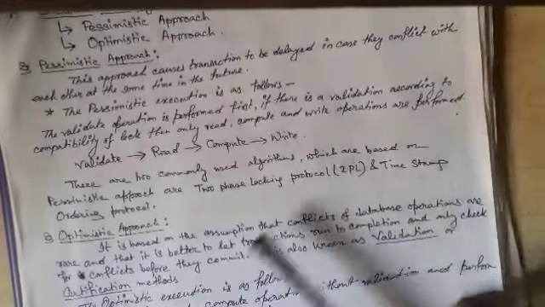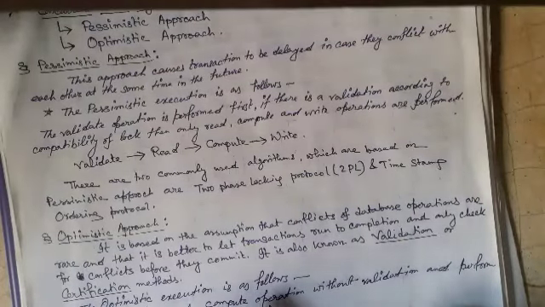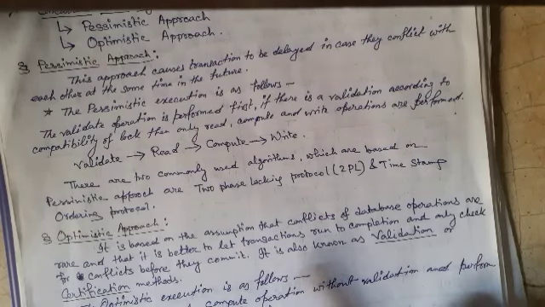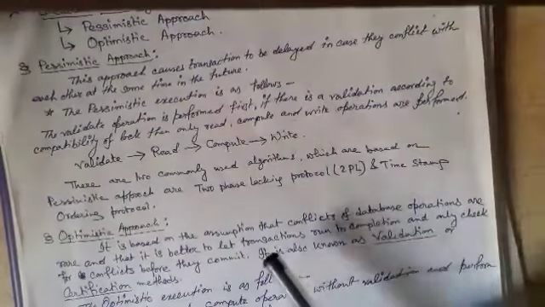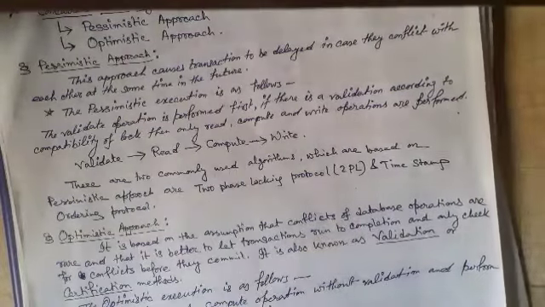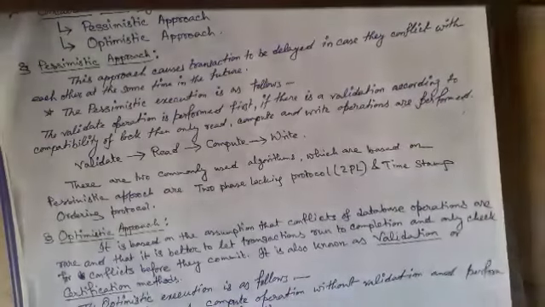The optimistic approach is based on the assumption that conflicts of database operations are rare, and that it is better to let transactions run to completion and only check for conflicts before they commit. This approach follows this order: at first read, compute, then validate by checking for conflicts. After conflict checking, there will be the write.